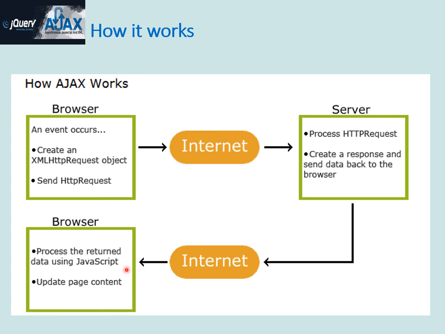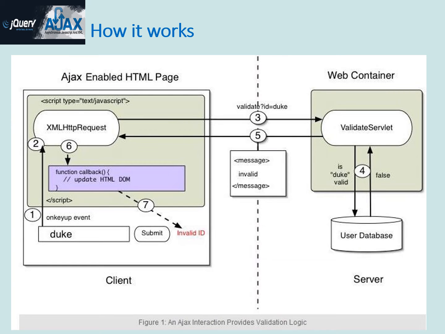Then what does the browser do? It processes the returned data using JavaScript. Some data has arrived in the response object. So the browser will process the returned data and update the page content. So Ajax commonly works with this XML HTTP request and the corresponding response object.